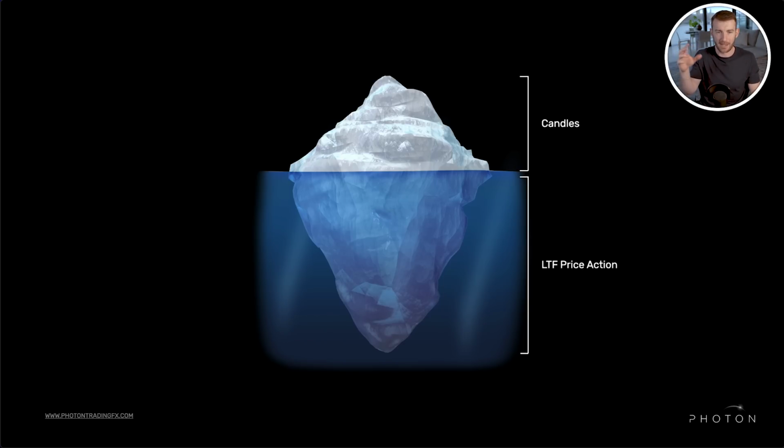So the best way to think about it is a candle on one time frame is made up of tons of price action on the lower time frame, right? Think about it like an iceberg. So if you're looking on the 4-hour chart and you see one candle, if you looked at that price action all the way down on like a 5-minute chart, all of that price action on the 5-minute makes up how that 4-hour candle looks.